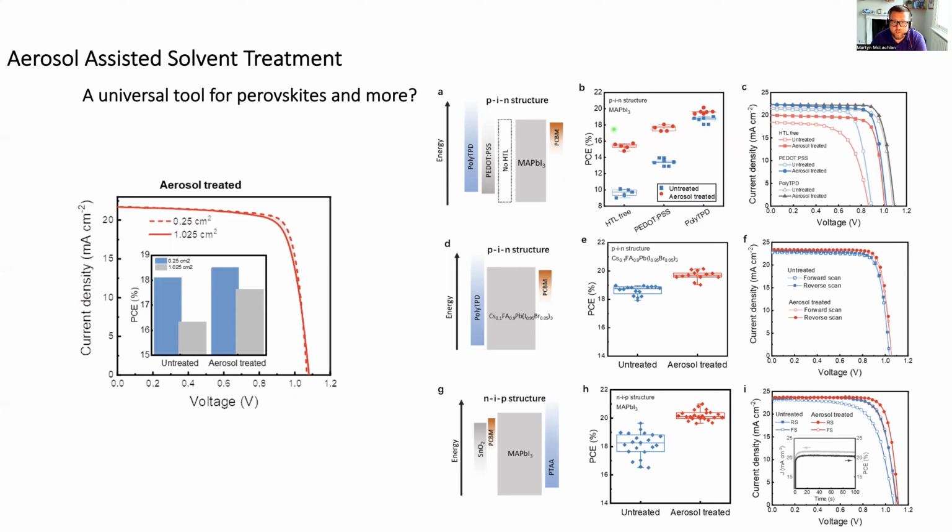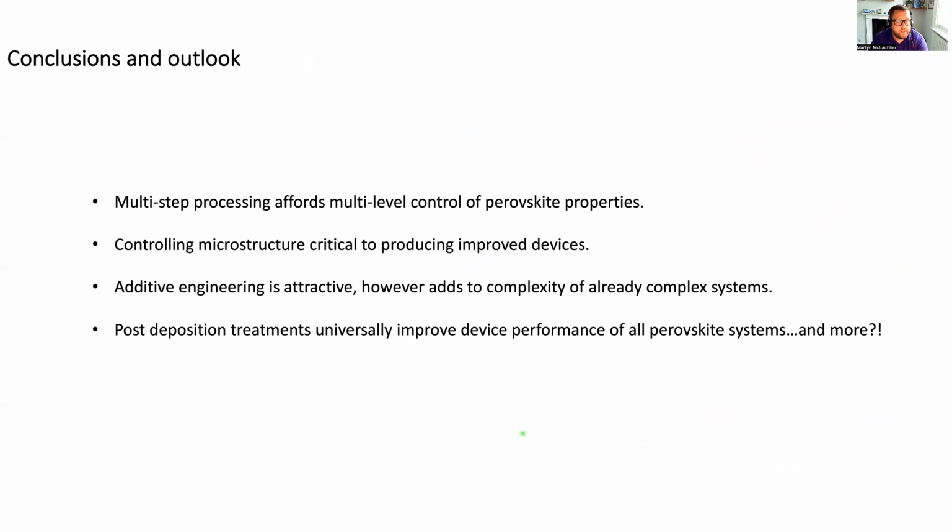These devices are the so-called HTL-free cells. Here we look at one of these more state-of-the-art compositions. And again, we invert the device architecture here to look at an NIP structure, and in every case, the treatment has a positive impact. So to end, I'd say that I show that multi-step processing affords multi-level control. Microstructural control of defects and composition are really critical for improved devices. Additive engineering is attractive, but I think we should be cautious about it, as we're adding to the complexity of already complex systems, and the post-deposition treatment is something that really improves the performance of all perovskite systems and perhaps more.